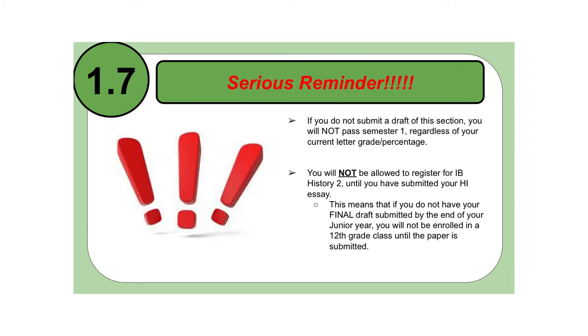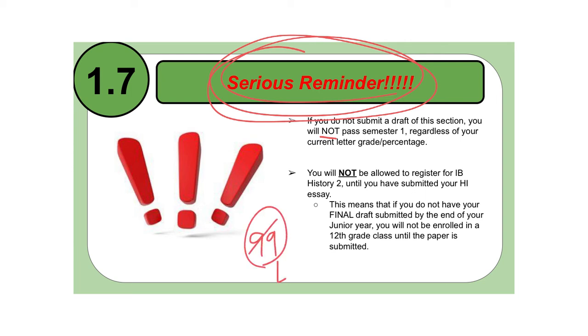Now, this is a very serious reminder to you all. If you do not submit a draft of this section, you will not pass first semester, period. Again, if you do not submit a draft of this section, you will not pass first semester, regardless of your current grade or percentage. So if you are sitting in class right now with a 99 and you do not turn in the HI, this will turn into an E at the end of the semester because this paper is a graduation requirement. You will not be allowed to register for IB History 2, which means you cannot be promoted to 12th grade until you have submitted your HI essay.